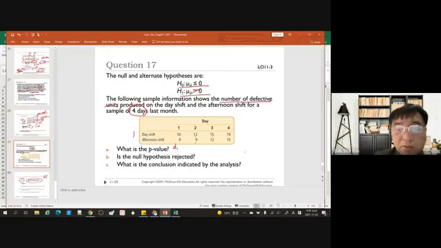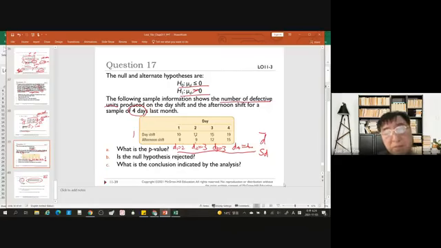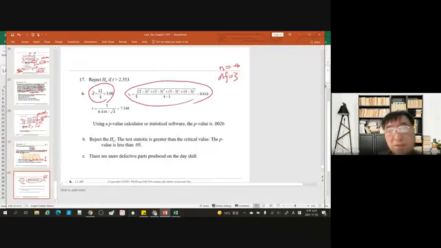T1 is 2, T2, 3, T3, 4, T4, 4. I will calculate the average of D and SD, where SD is the sample standard deviation of these differences. So the test statistic is the average divided by SD divided by root N. So we calculate this one.